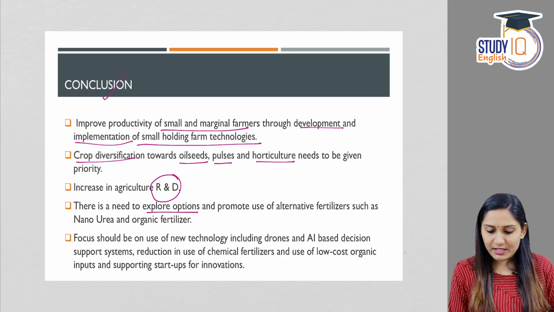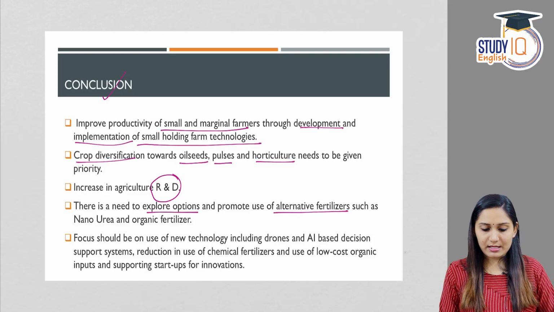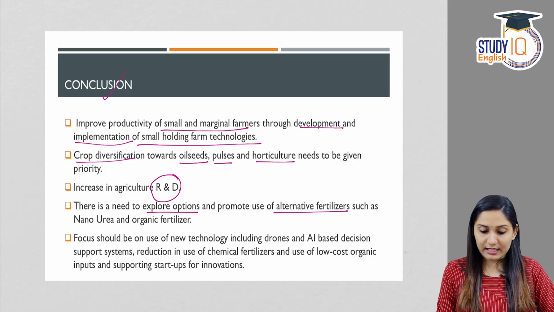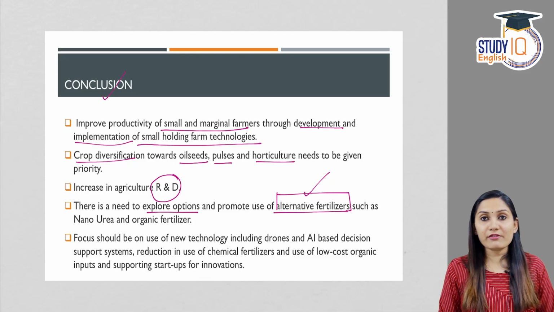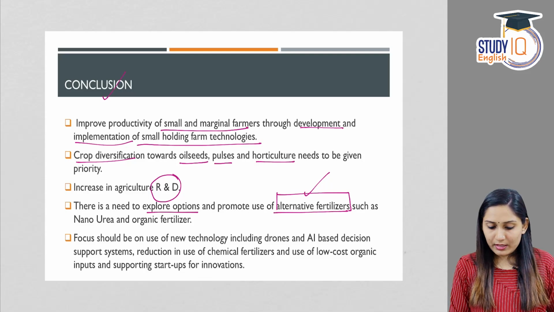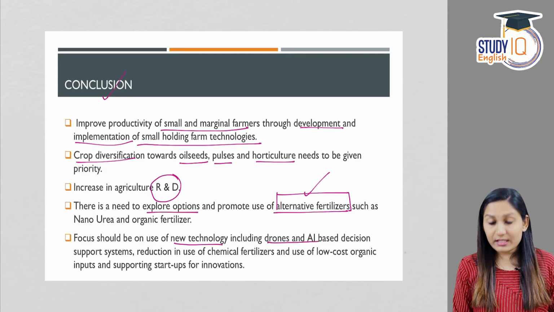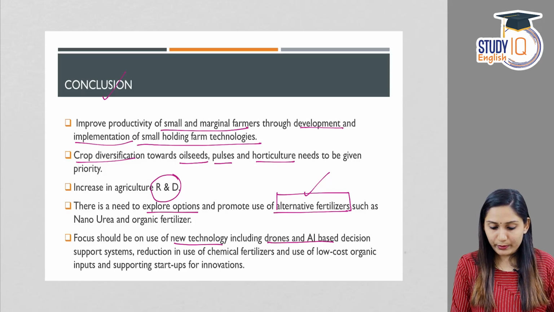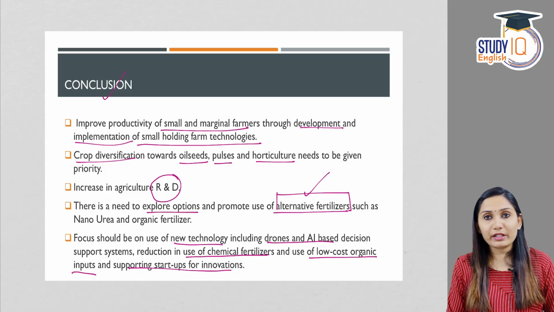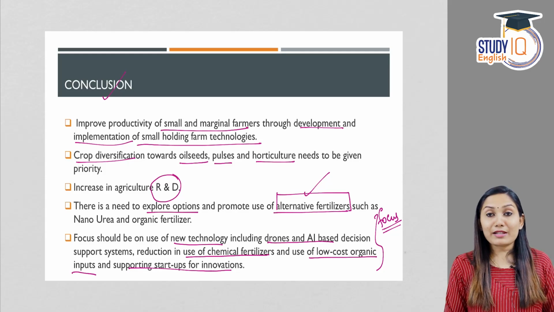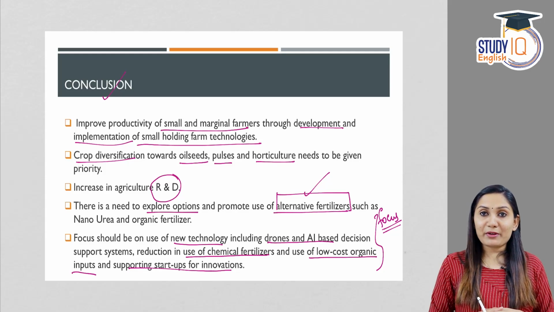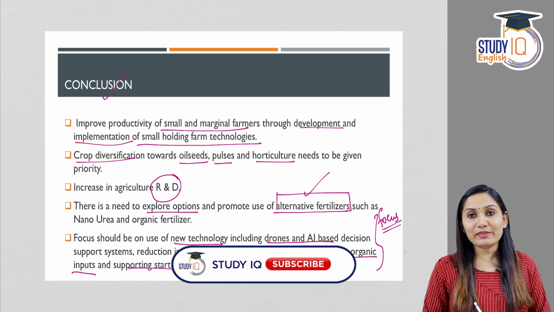Need to explore options and promote use of alternative fertilizers like nano urea, organic fertilizers, etc. So, focus is given on promoting the use of alternative fertilizers. Focus on new technology including drones and artificial intelligence based decision support system, reducing use of chemical fertilizers, use of low-cost organic inputs and supporting startups for innovations. So, these are some of the focus areas of the government. So that's it with regard to the agricultural chapter from Economic Survey 2021-22.